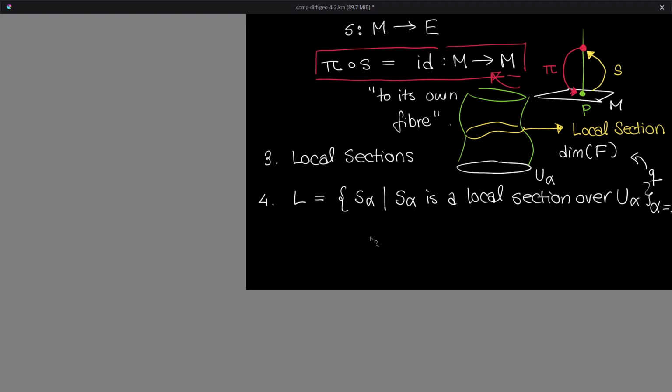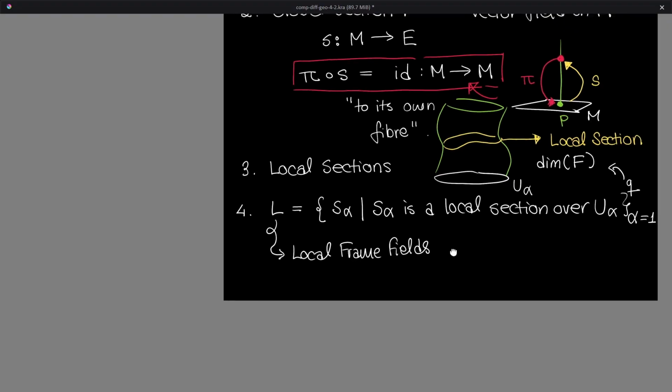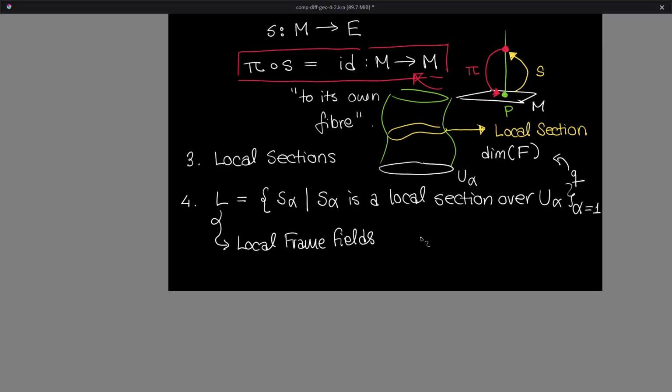Well, in brief, these are called local frame fields. These are sets of local sections. Each local section gives us a choice of a vector for every point above U alpha, on U alpha. And so what this does is it extends the concept of a basis on a point P. Well, at a point P, there is, let's say, a vector space like TPM. So I could have a basis for TPM.